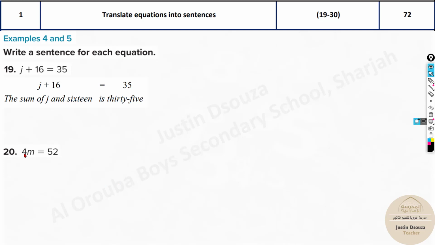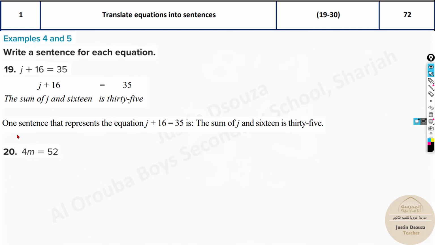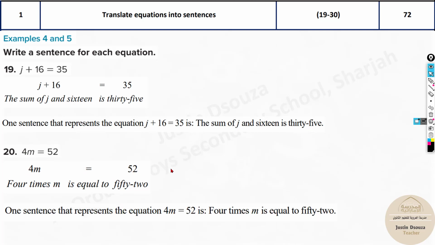Same way over here, the product of 4 and M is 52. Now, one sentence that represents this is a sample answer because there are many possible answers over here. Now here, 4 times M is equal to 52. This is one possible answer. There can be other answers as well.